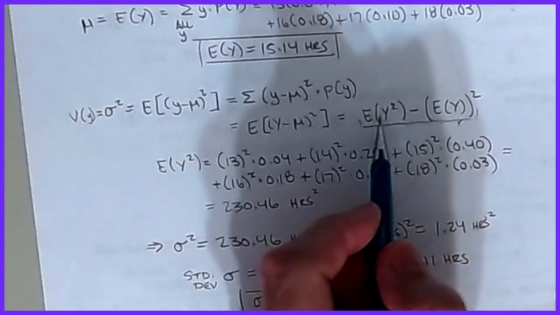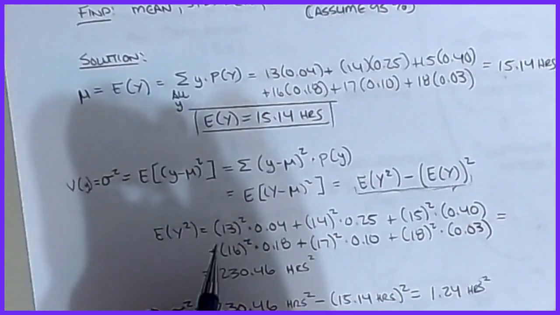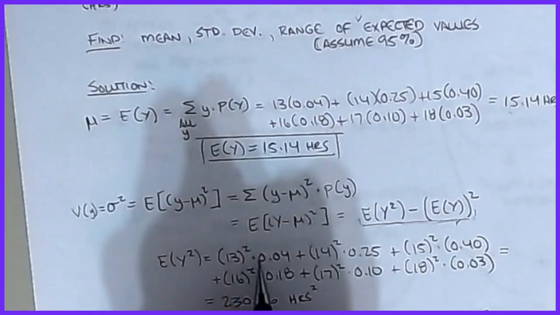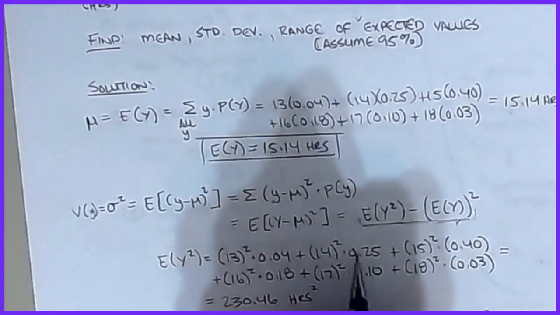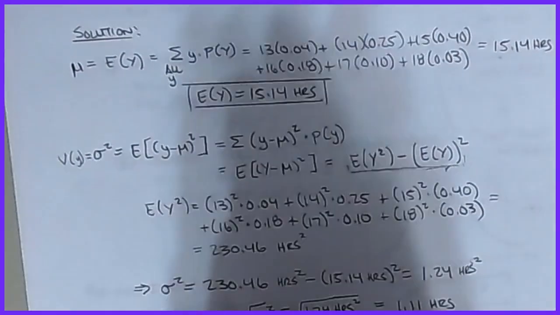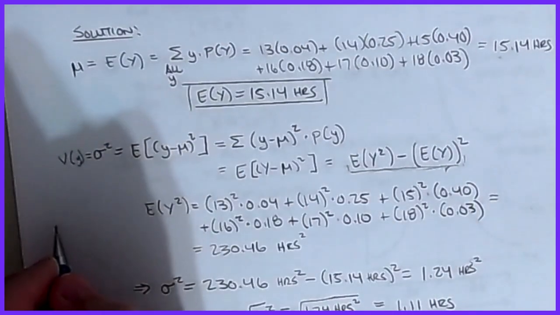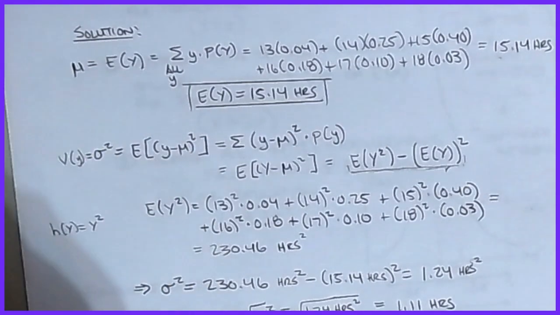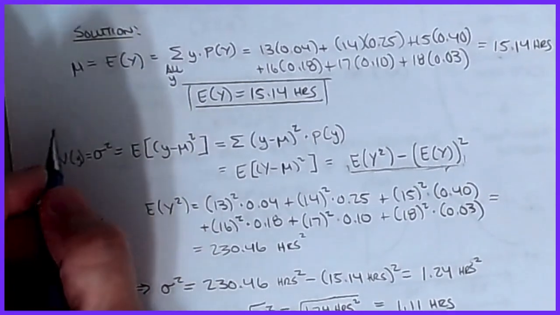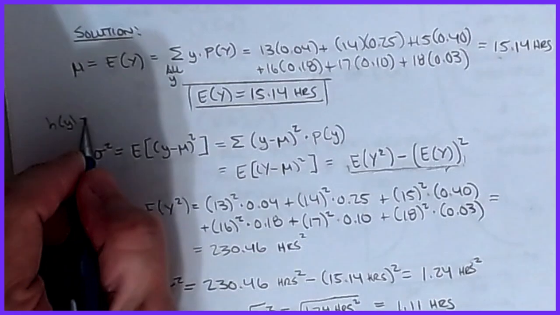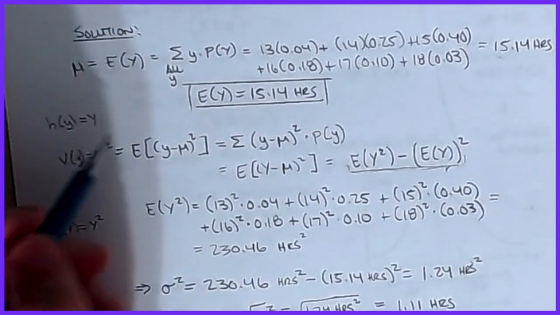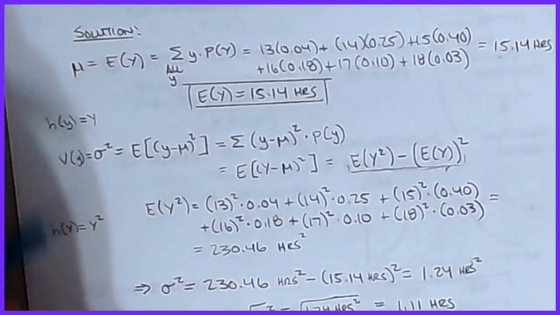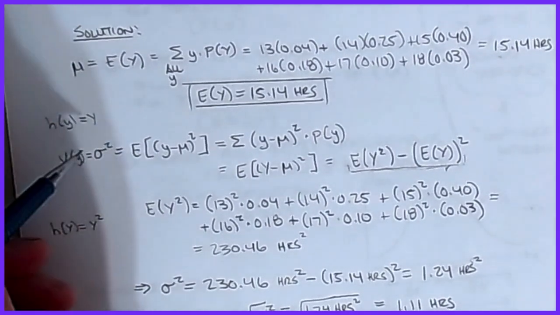Now all I do is calculate the expected value of y squared. And you'll see that it looks a whole lot like the expected value of y, except now I'm doing 13 squared times the probability and 14 squared times the probability, and so forth. All we've done is say that my h of y function is equal to y squared. In the first case, up here, we were also doing an h of y, we just said that it was y. That is a valid function. So that general formula for the functional form is very easy to use and very common. It will work for anything.